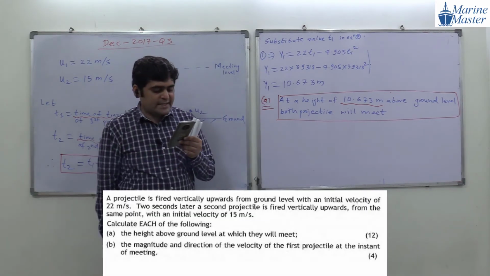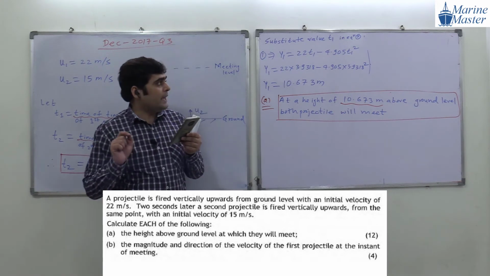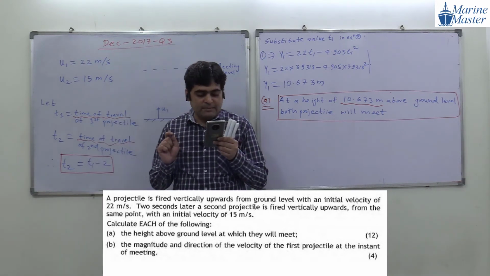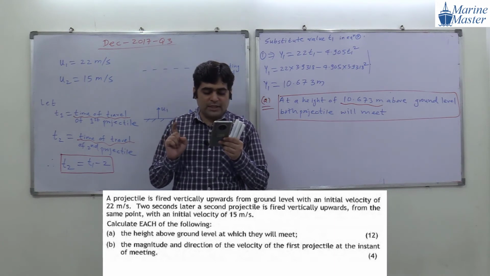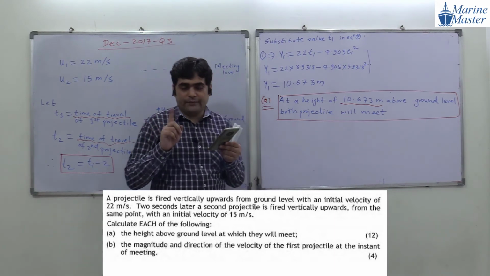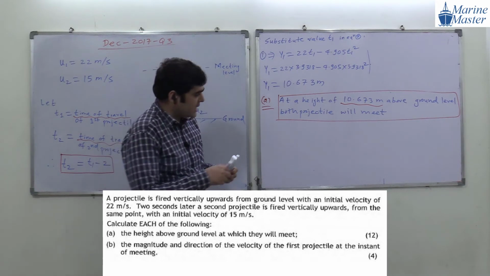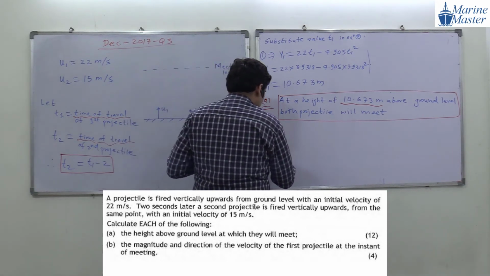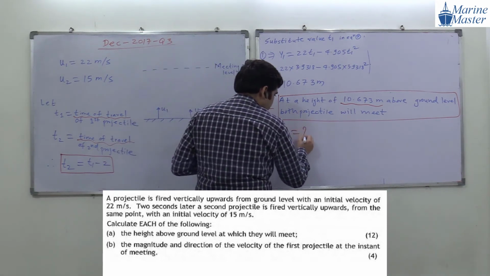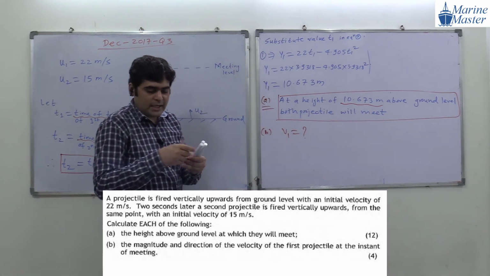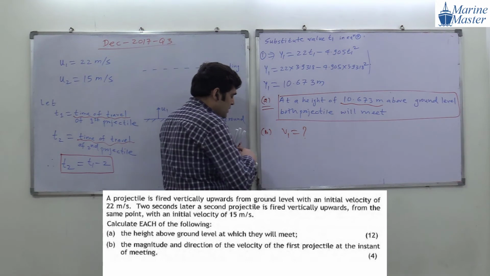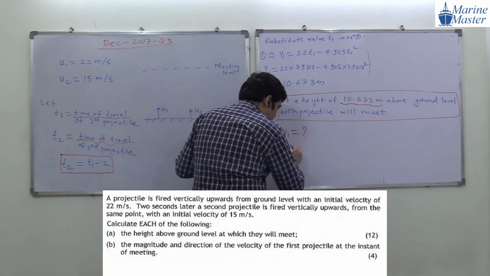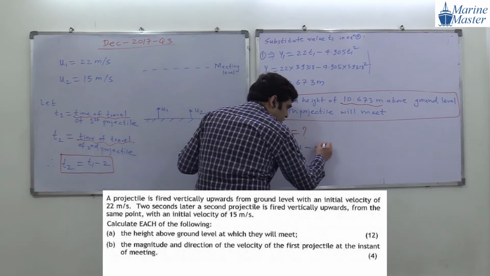Now, what are they asking us in the B part? The magnitude and direction of the velocity of the first projectile at the instant of meeting. So here in B part, they are asking for the velocity of the first projectile, V1, at the instant of meeting. And how do we get that V1? We know V is equal to U minus GT.